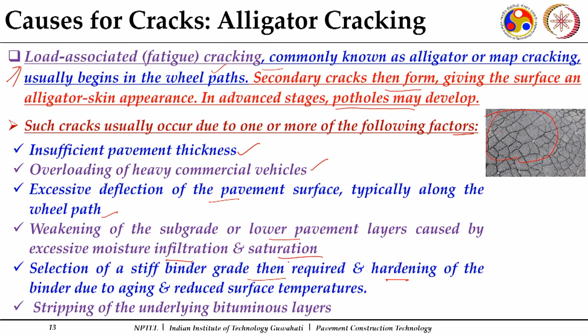So, it is important that for fatigue cracking to happen, if a stiffer grade is selected than what is required in that particular region, and if it gets highly oxidized, this happens. Or there may be stripping of the underlying bituminous layers. If stripping happens in the underlying bituminous layers, they lose their strength. So, the support from the underlying base or binder courses gets reduced, and then these kinds of cracks get initiated.